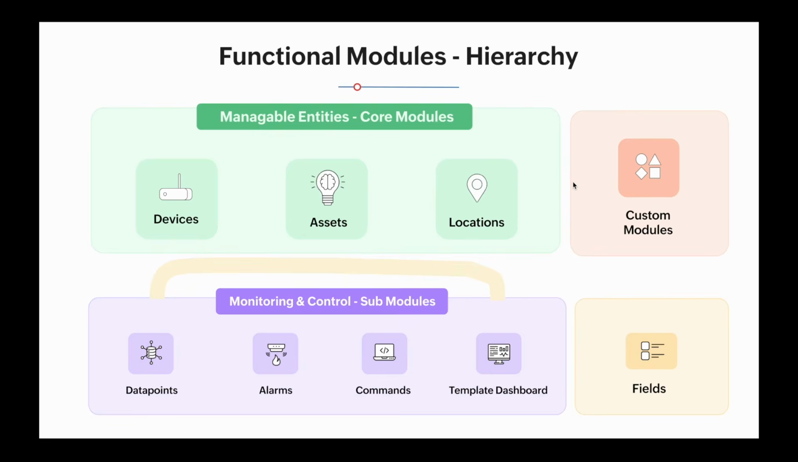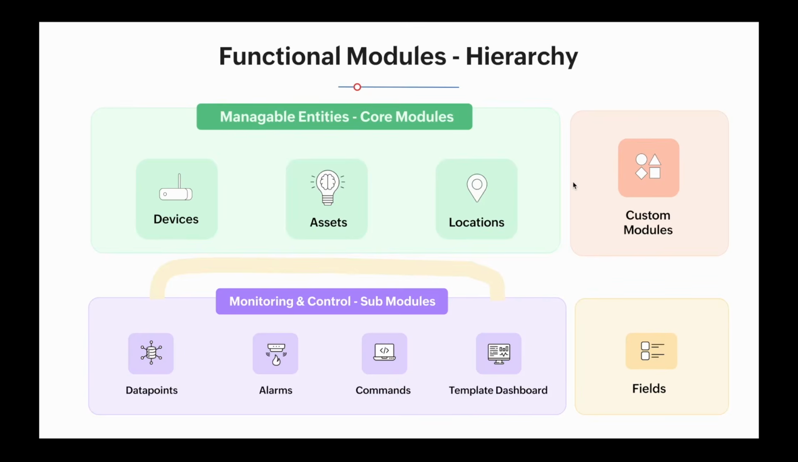These are the core functional modules. There are other modules like dashboarding, analytics, user management, which are common for any kind of application. Every application has some of these core modules. With IoT, manageable entities remain a core module, like the devices, the assets, and the locations, which are spaces like buildings and other things. You can also define custom modules over and above this, which could be, say, tariff as one custom module, or an inspection process as another custom module.